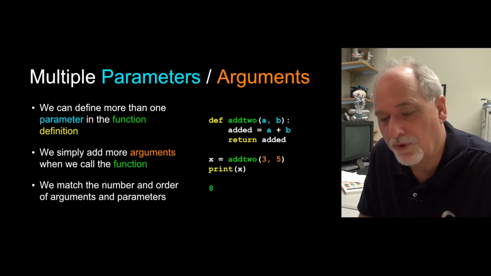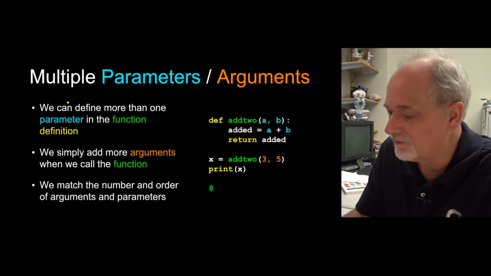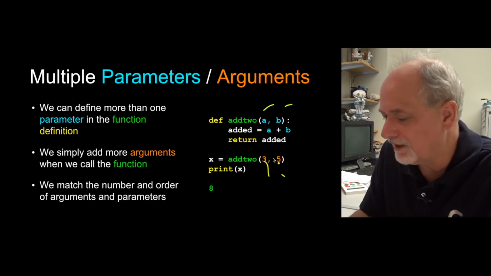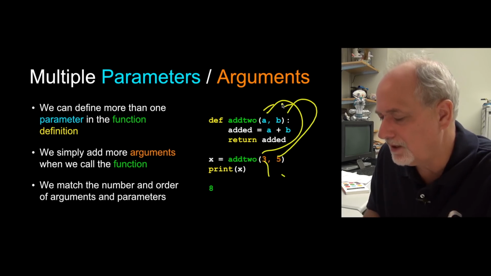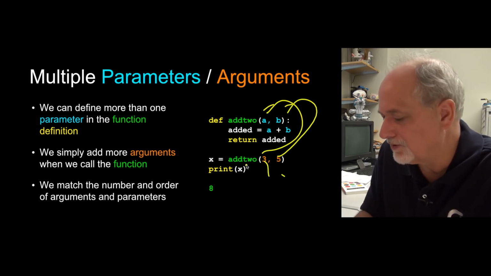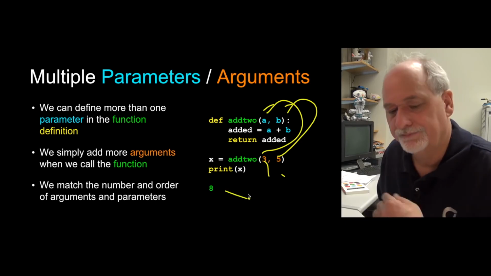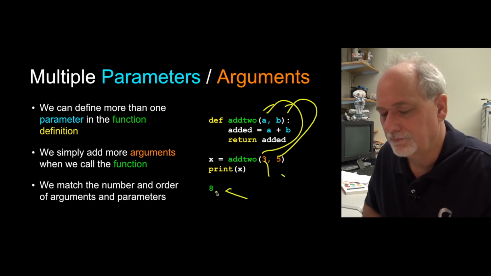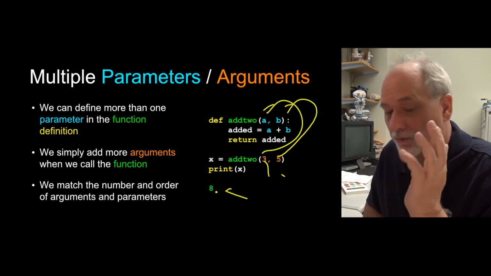You can have more than one parameter, and there's just an order. The first one and the second one, 3 and 5. So 3 becomes a and 5 becomes b, and away we go. So we just use this to add two numbers, and so 3 plus 5 is 8. So you get as many as you like, and the order matters.